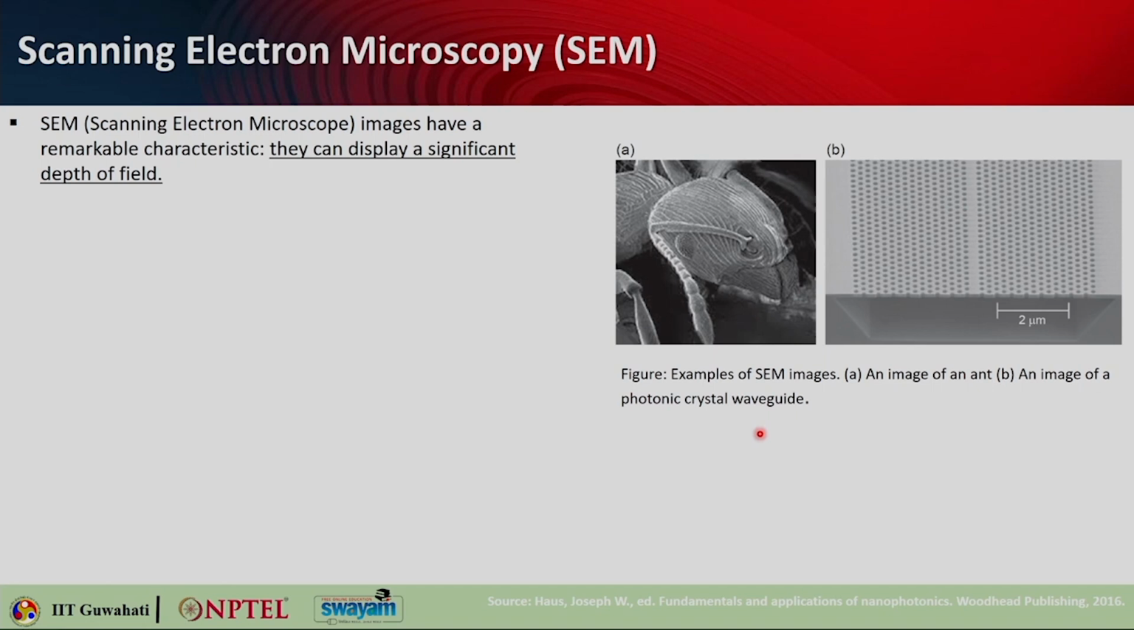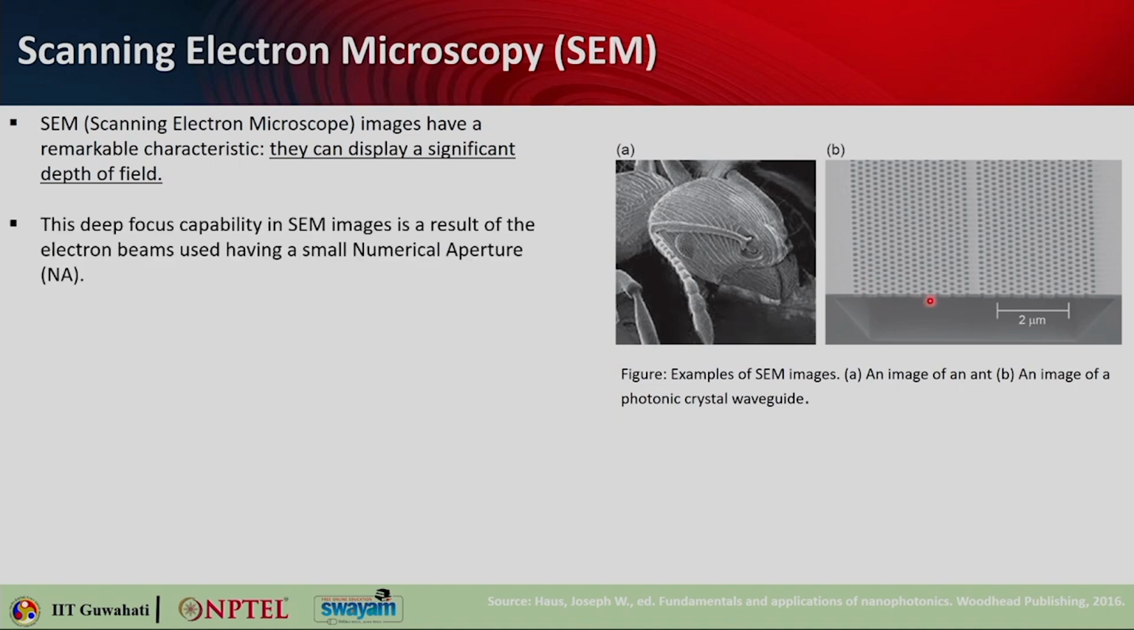Now here is some example of SEM images. This is an image of an ant, and this is an image of a photonic crystal waveguide. So this is the length scale bar, it's 2 micron here. Okay, so you can see that they can display significant depth of field. You can actually see the structure very well.